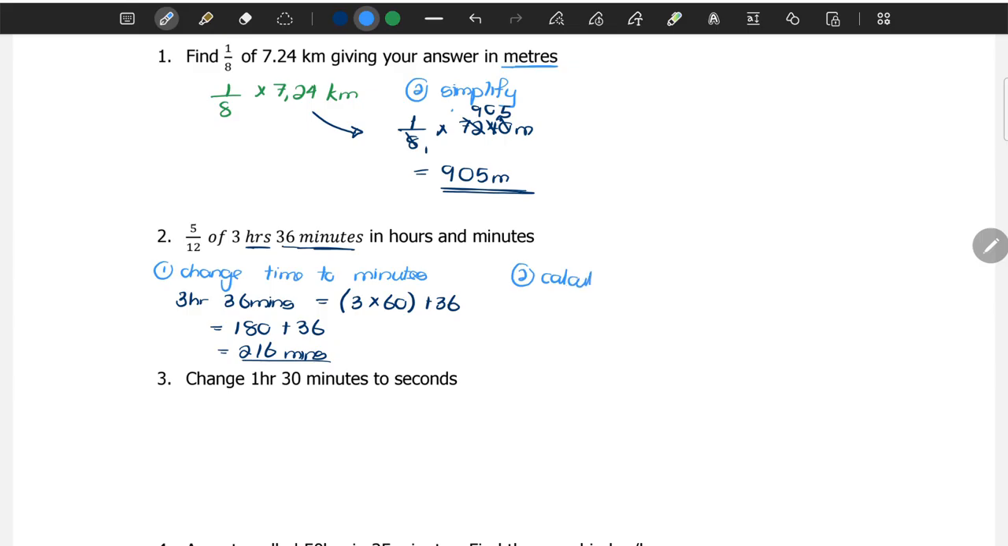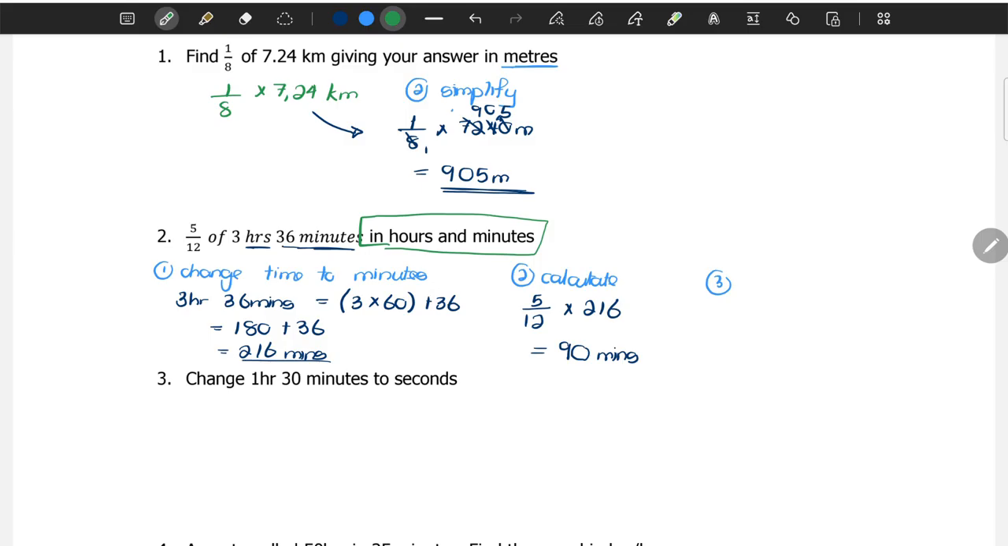So after this, the second part is to calculate the question that we had. So it's 5 over 12 of 216, right? And that gives us 90. Oh, that's 90 minutes.